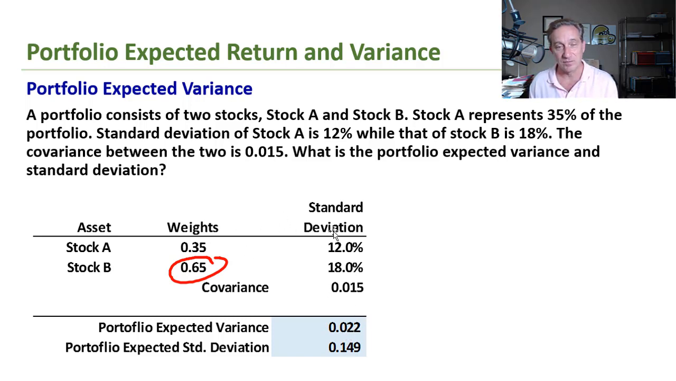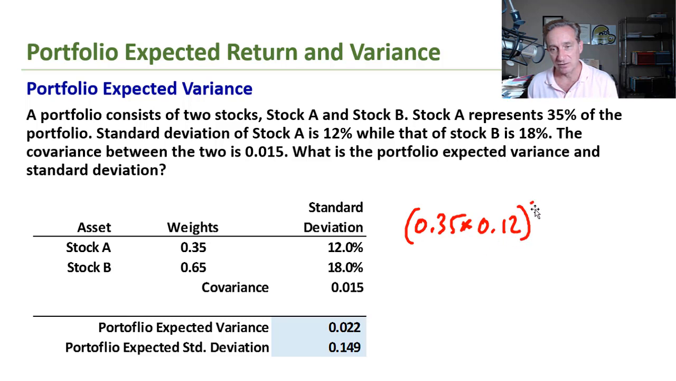We're going to have three terms here, right? The first one is just going to be with respect to stock A. I'm just going to write it out. It's going to be the weight 0.35 multiplied by its standard deviation. I'm going to stay in decimals here. But remember, it's weight squared multiplied by variance. So I could take that product here and square it because that's the same as squaring them both. So that's for stock A.